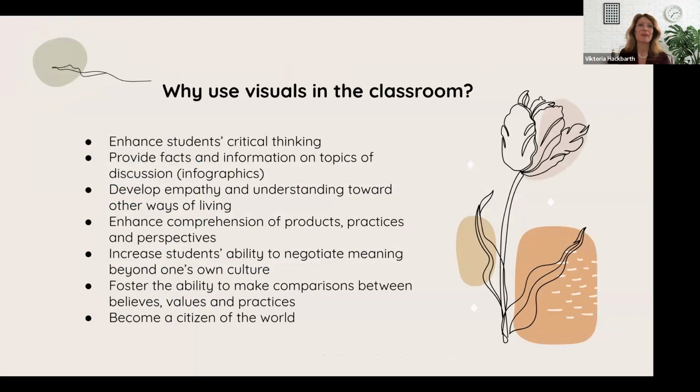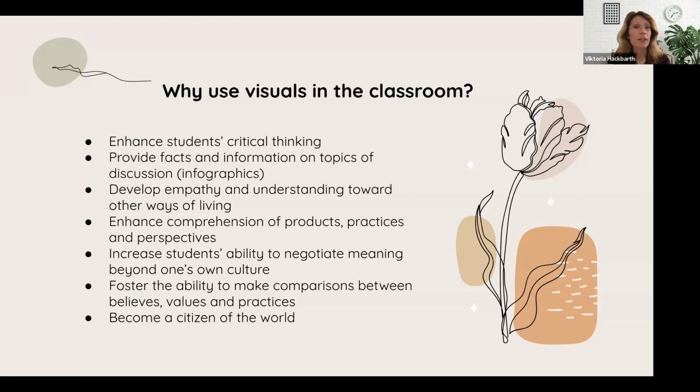So the question, we're coming back to the same question: why do we use visuals in the classroom? Well, it enhances students' critical thinking, right? You show them an image, they start thinking in words. Students see a visual, an image, they want to express themselves. Visuals provide facts and information on topics of discussion. Infographics are great ways to enhance students' knowledge, and already in lower levels of Spanish, bring information to the table.